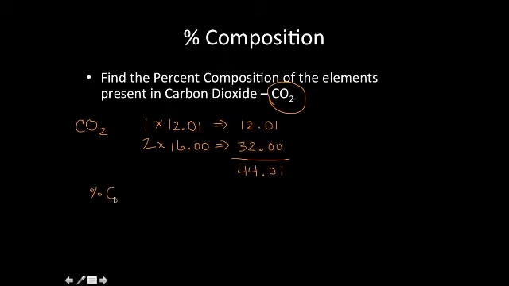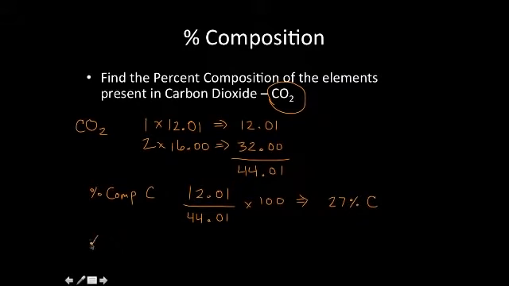Now, to find the percent composition of each atom, we have to go ahead and do the following. Percent composition of carbon. We take the atomic mass of carbon that is in this molecule, 12.01, and we divide it by the total molecular mass that we calculated. We go ahead and multiply that by 100 to get our percentage, and we find out here that in CO2 there is a percent composition of 27% by carbon.